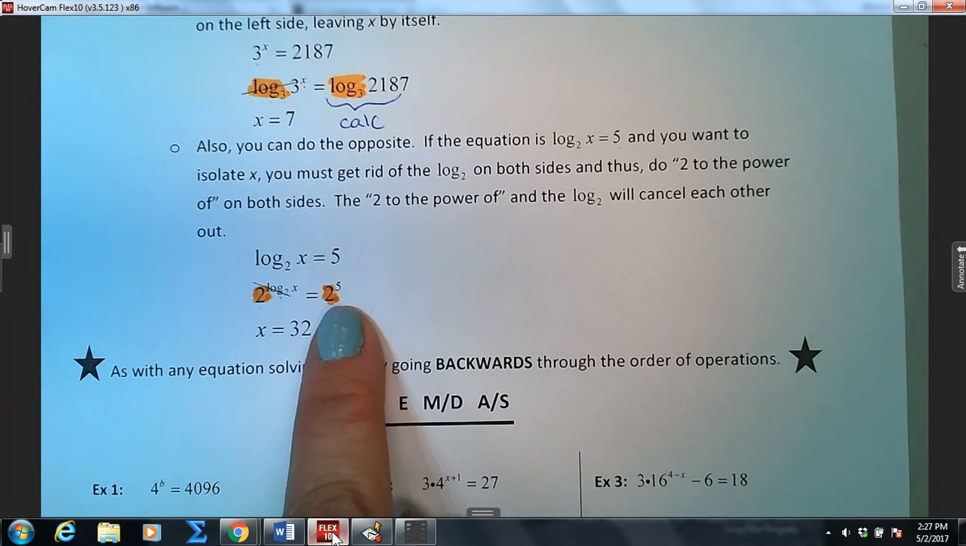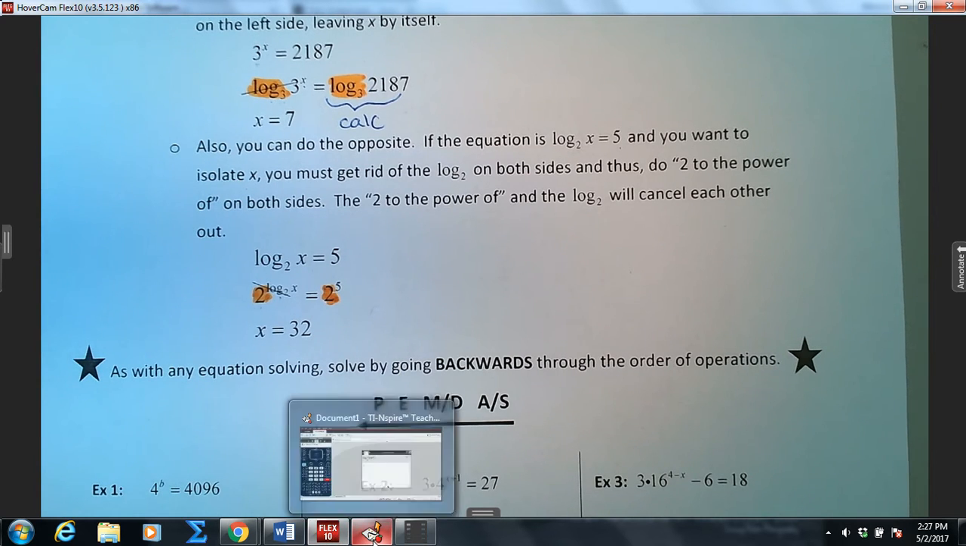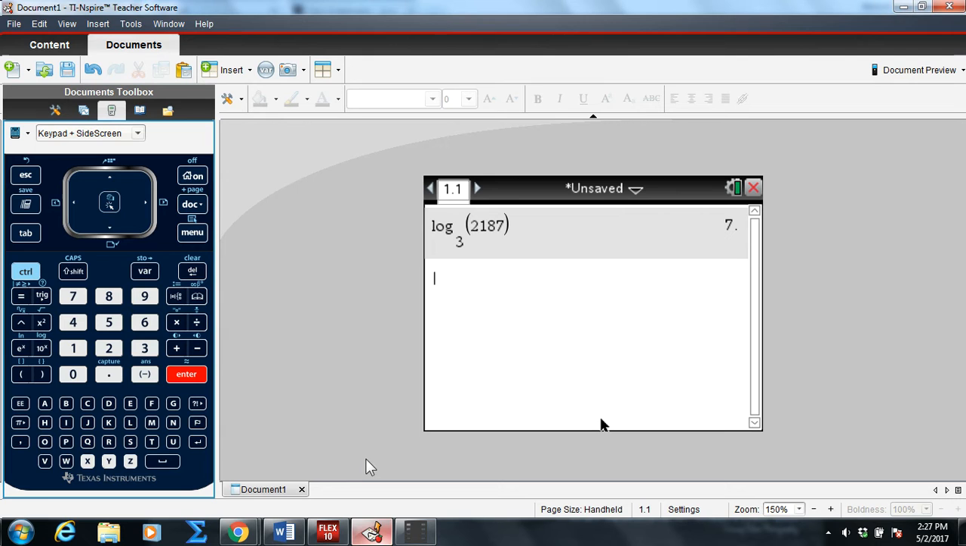We can type this into our calculator instead of doing that in our head. That is 2 to the power of 5. That's not 2 times 5. It's 2 to the power of 5. So here's my power button. That's 32. That's because that's 2 times 2 times 2 times 2 times 2. That's what 2 to the power of 5 is, as you know.